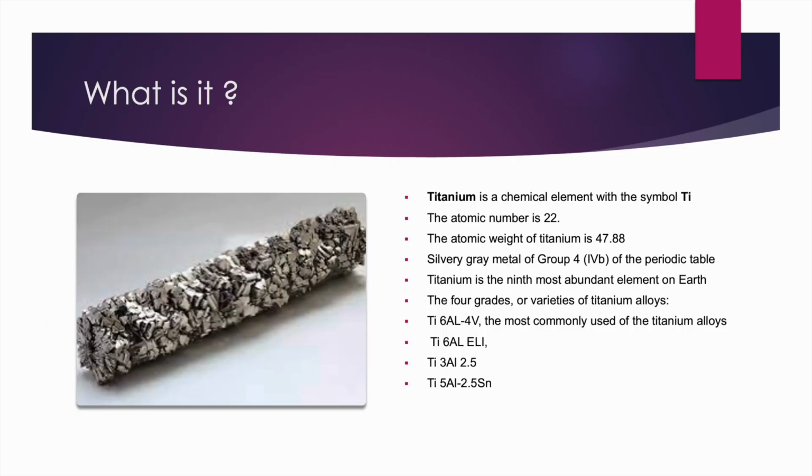Titanium is a chemical element with symbol Ti, the atomic number is 22, and the atomic weight of titanium is 47.88. It is a silvery gray metal of group 4 of the periodic table, and titanium is actually the ninth most abundant element on Earth. And there are four different grades of titanium alloys.